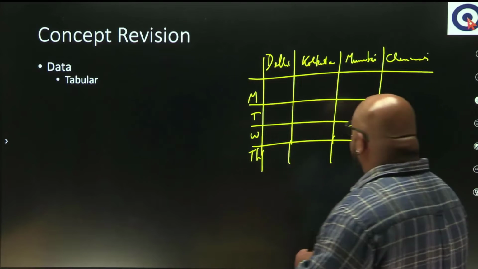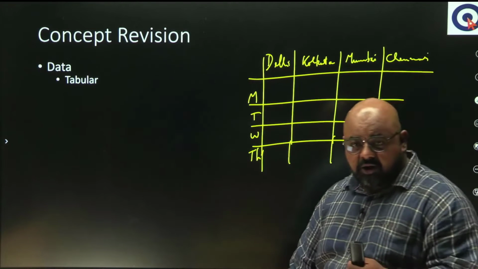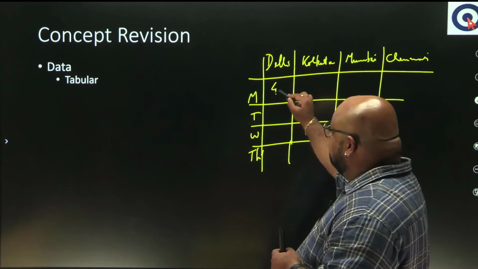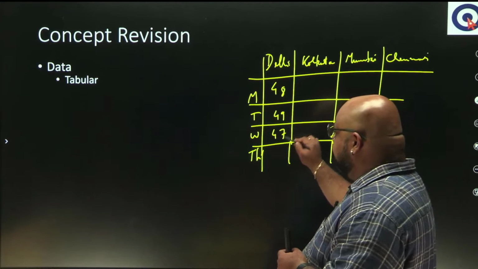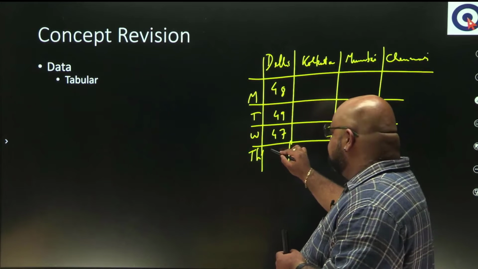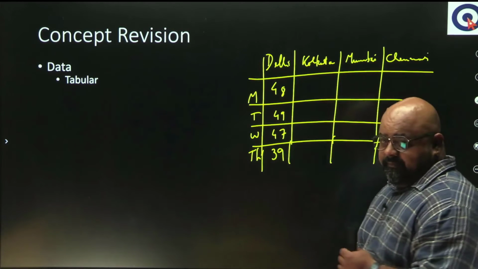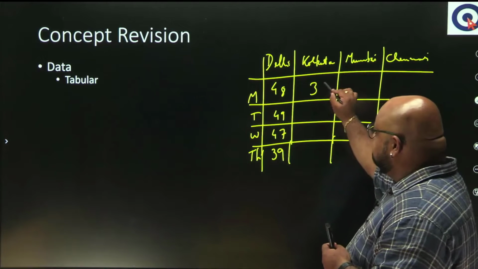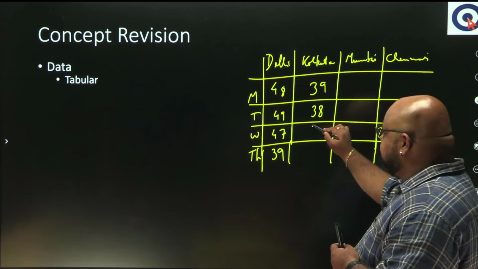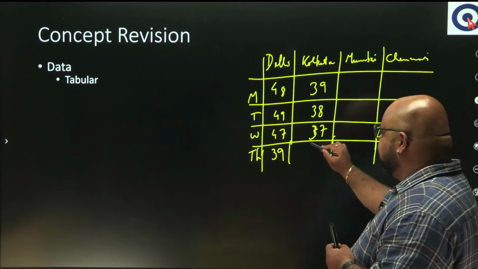Now, Delhi is pretty hot. It is doing 48 degrees Celsius. And then on Wednesday night it rained, so the temperature dropped to 39. Calcutta again is moderate-ish, say 39, 38, 37, and then for some reason rises to 40.